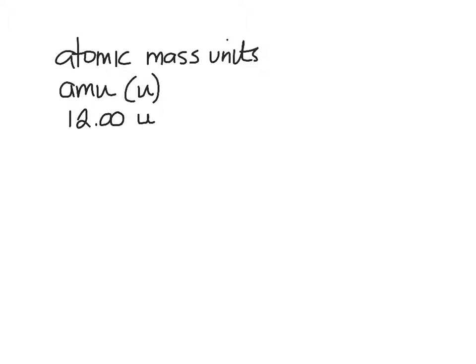1 mole of carbon-12, 6.02 times 10 to the 23 atoms, has a mass of 12.00 grams. 1 mole of an element has a mass in grams with the same numerical value as the mass of one atom in atomic mass units. But they're very different quantities because we're talking 1 atom versus 6 sextillion atoms, okay?